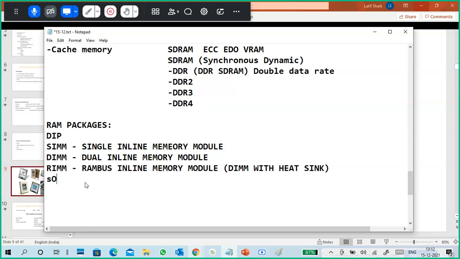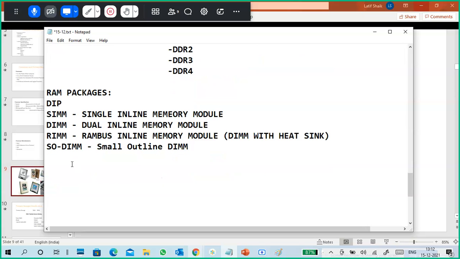Next one is SO-DIMM. SO-DIMM is a DIMM package but small outline. Small outline DIMM.